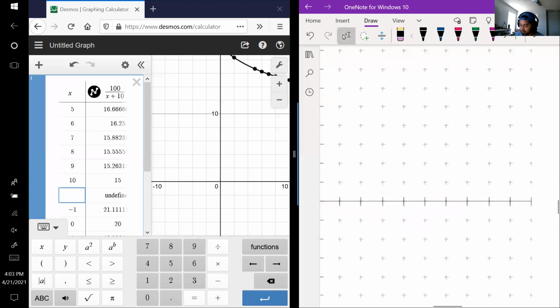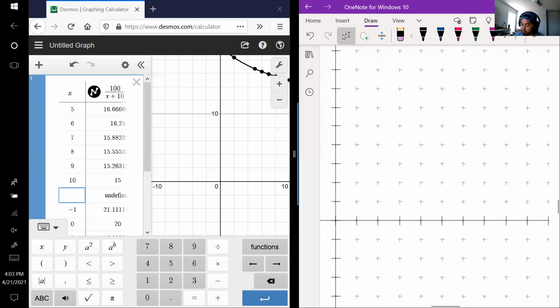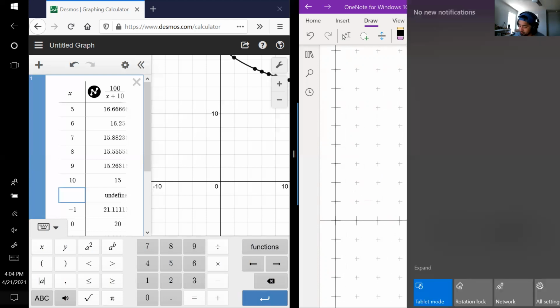And we're only using 5 and 10. So here's going to be 1, 2, 3, 4, 5, 5, 6, 7, 8, 9, and 10. Whoops.